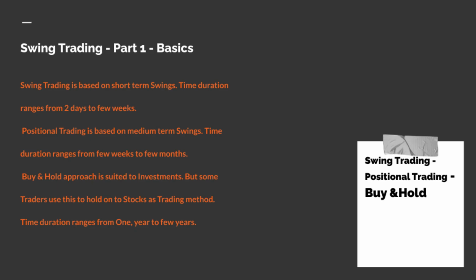So swing trading, as I've said, is a short-term method, and the holding period ranges from 2 days to about a few weeks. Positional trading, again, is a medium-term method, not a short-term method, and the time duration for a trade typically ranges between a few weeks to a few months. And in the buy and hold approach, a trader is taking up a position and keeping that position for a period of 1 year or a few years.